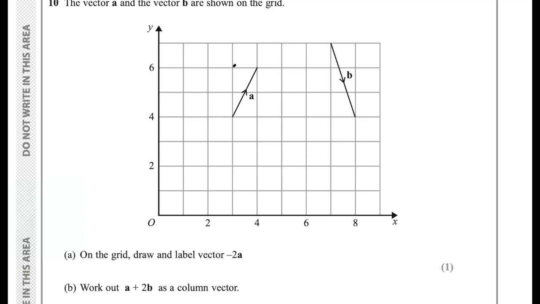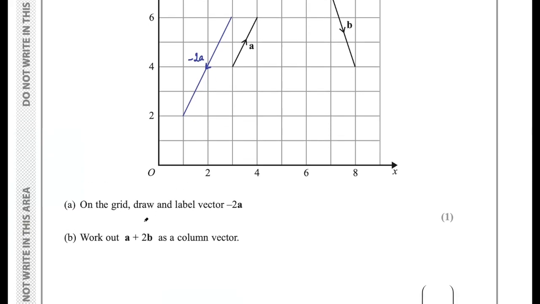Let's just draw it here. So we know that it goes down 2 and across 1. That would be negative A, but we want negative 2A, so we double the size of that vector, and then make sure to indicate the direction. It would be going in this direction. So that is negative 2A there.